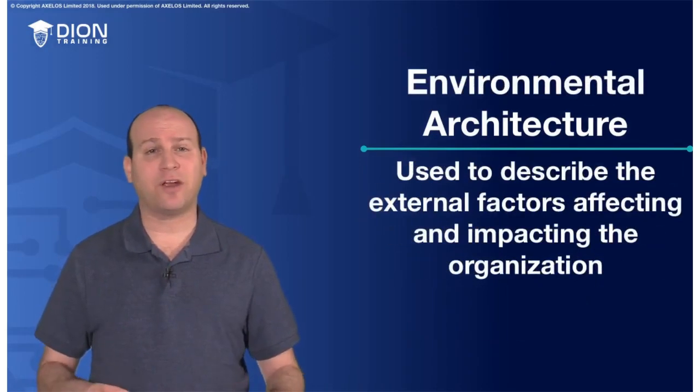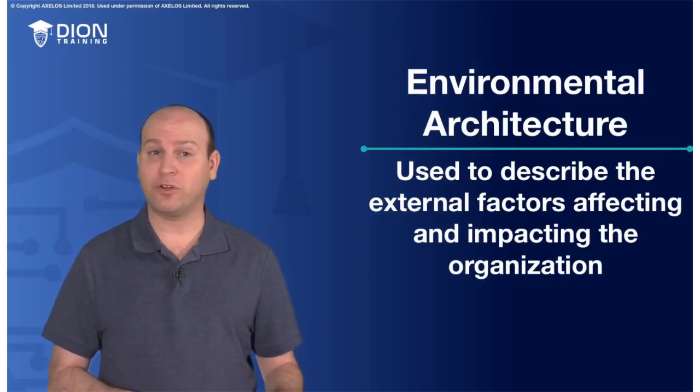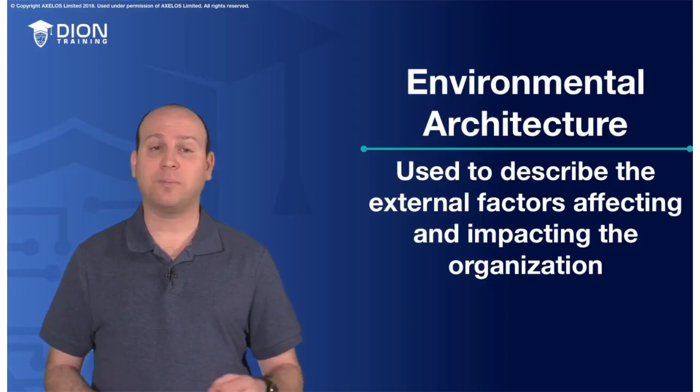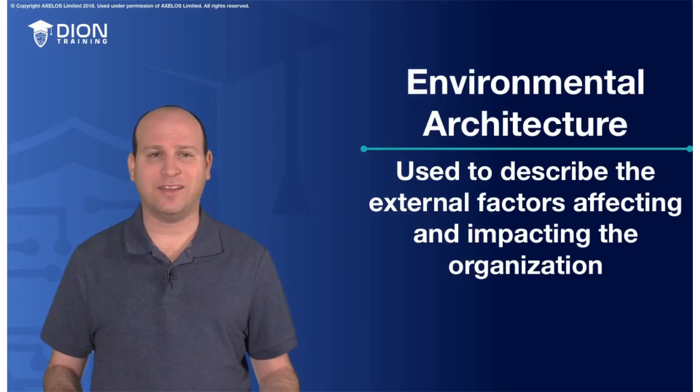And finally, environmental architecture. This is used to describe the external factors that affect and impact our organization. If you remember our discussion of PESTLE earlier on, this model would fall under the environmental architecture. Things like political, environmental, social, technological. You get the idea. All of those things are external to our organization, so they're considered environmental.